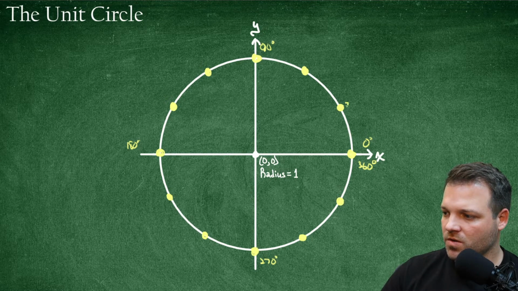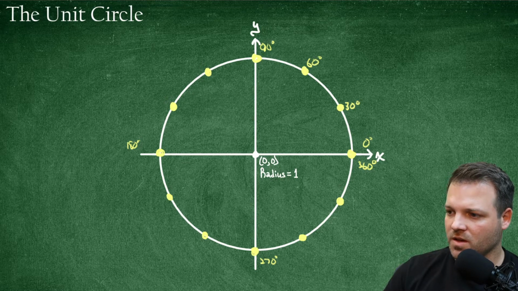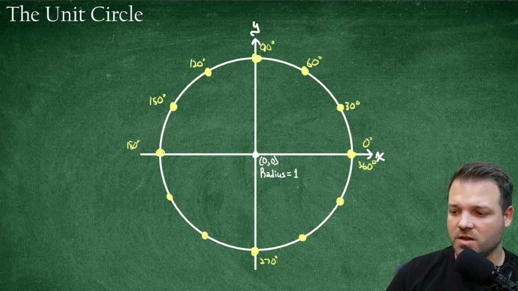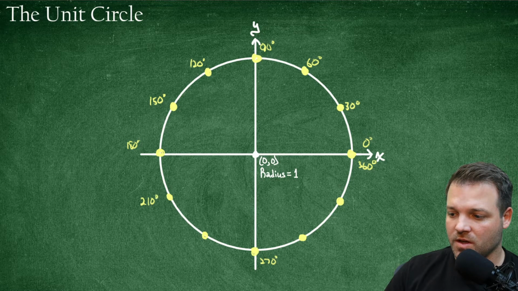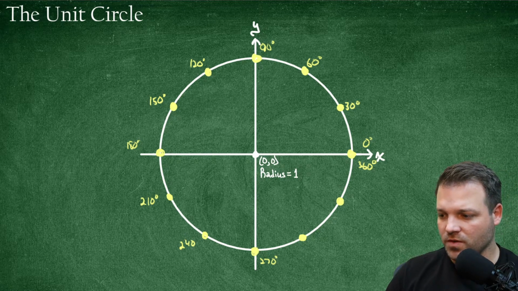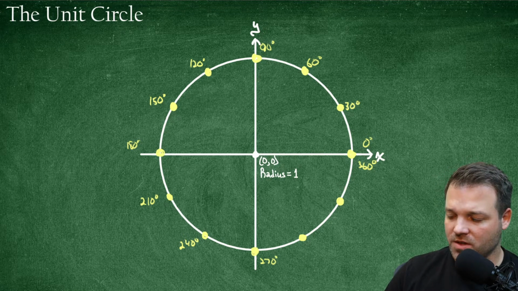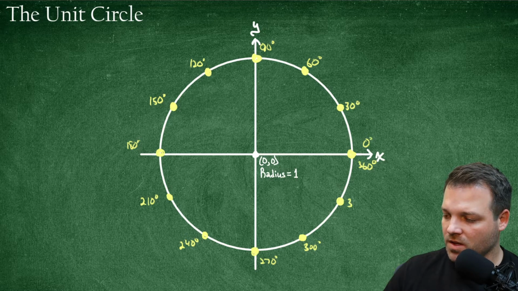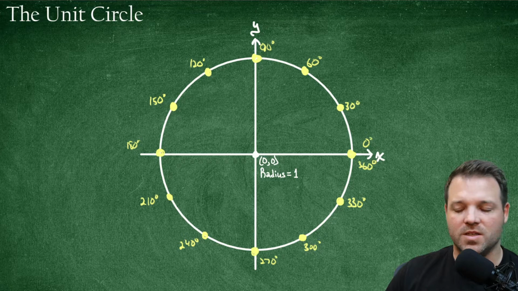Okay, so this is 30 degrees, 60 degrees. Let's see here. This is 120 degrees, 150 degrees, and then of course our 180 degrees. Add another 30 to get 210. 240 degrees, 270 degrees, 300 degrees, and then 330 degrees, and of course getting back to 360. Now, it's a little bit more challenging for students.